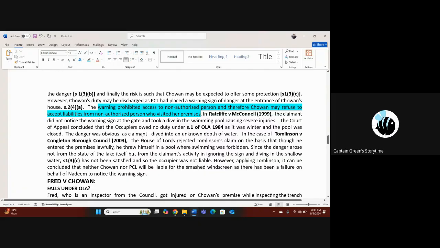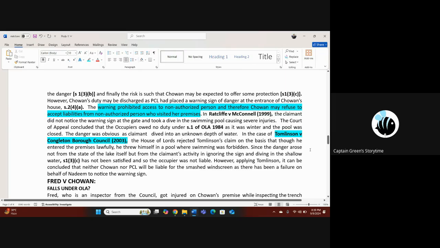However, the danger was obvious as the claimant dived into the depth of water. In the case of Tomlinson versus Borough Council, this is the important case. Let me highlight it. The House of Lords rejected Tomlinson's claim on the basis that though he entered the premises lawfully, he threw himself into the pool where swimming was forbidden. Since the danger arose not from the state of the lake but from the claimant's own activity in ignoring the sign, there will be no liability of the occupier.